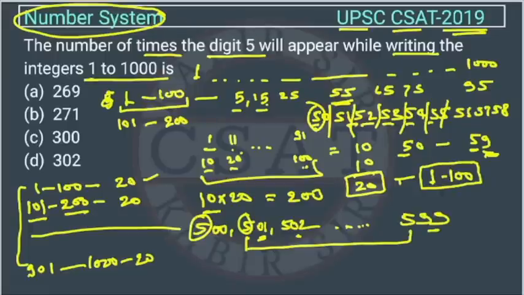This will be 99 5, and 1 5 we are getting with 500, right? So total will be 1 plus 99 is equal to 100. So we will get 105 extra. When we will get extra?